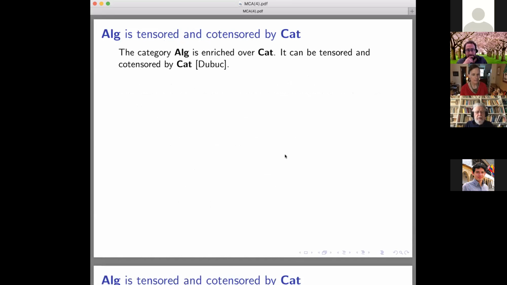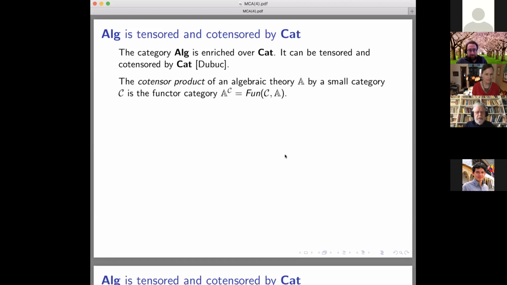And now we need a technical result: the category of algebraic theories and algebraic functors is enriched over Cat. And it can be tensored and cotensored by Cat. It's an important observation, which I trace back to Eduardo Dubuc, because I learned it from Eduardo in his book on enriched category theory. And it is important in what follows.